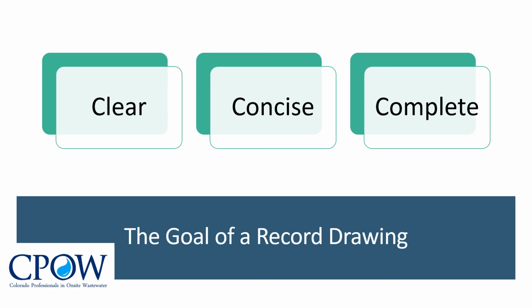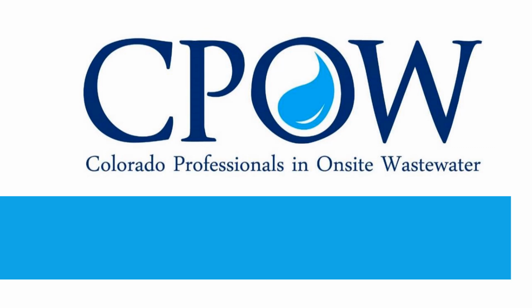The goal of a record drawing is to be clear, easy to read and understand by all people who will use it in the future; concise, with no extraneous lines or notes; and complete, so that all elements needed are provided and components can be easily located and identified. Remember, the more information you can provide, the better. Remember, providing a clear, concise, and complete record drawing makes the next person's job much easier.